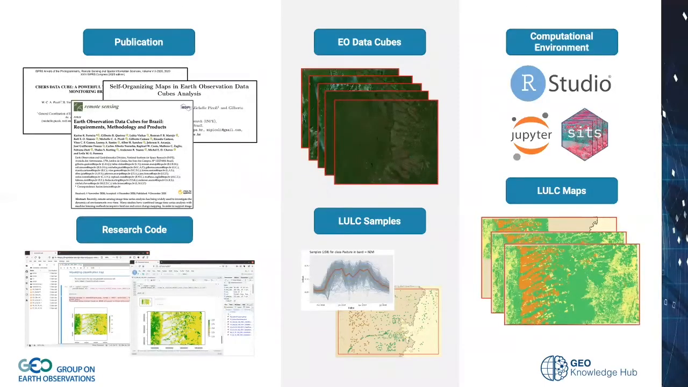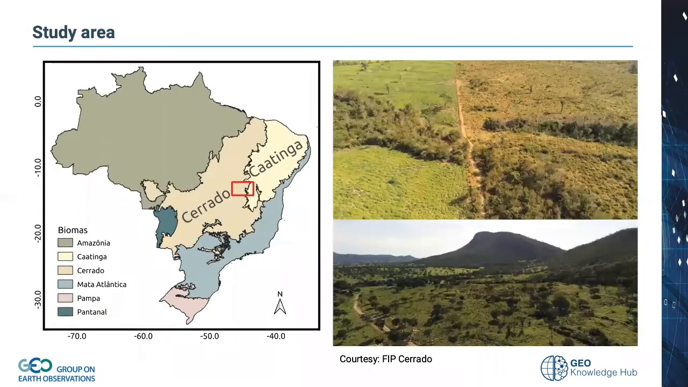We are sharing through the GEO Knowledge Hub all the components necessary to reproduce the land use and land cover maps described in our last research paper entitled Earth Observation Data Cubes for Brazil: Requirements, Methodology, and Products. So we structured the data, the code, the computational environment, and the results, along with extensive documentation on how to reproduce these maps.